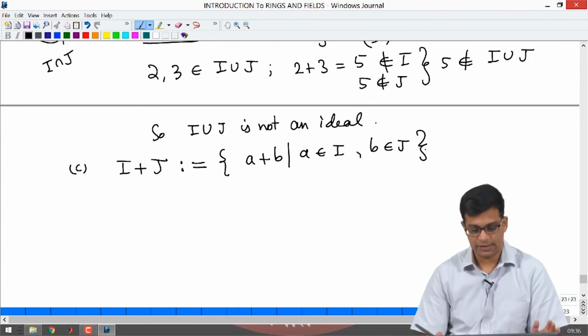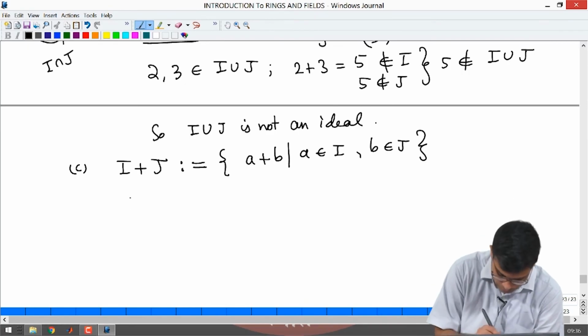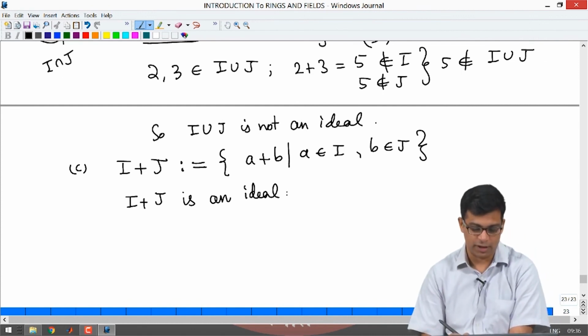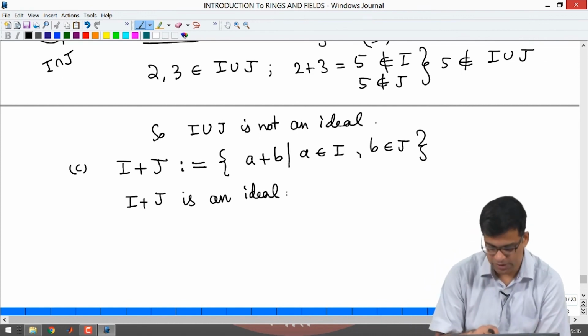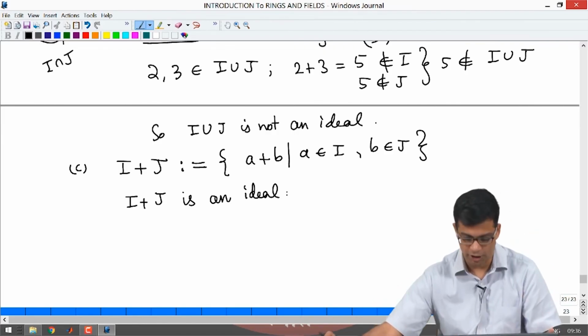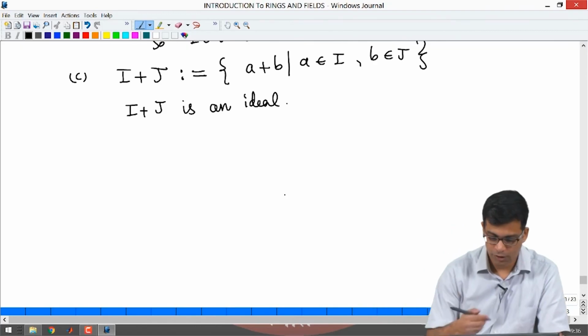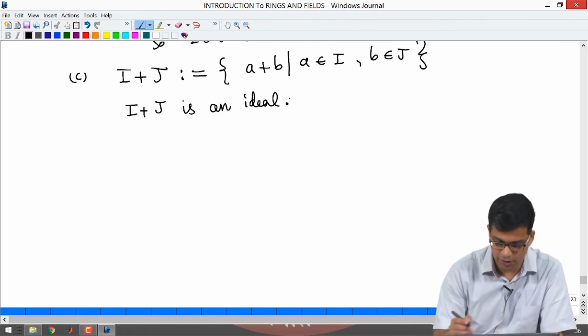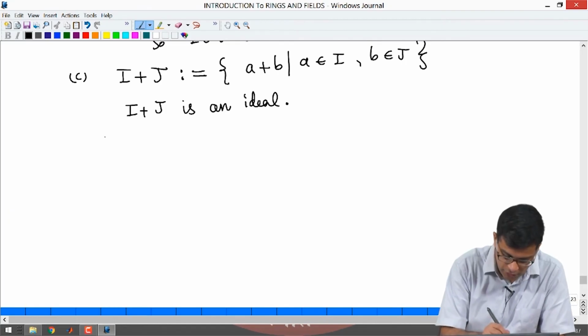Okay. So, this I claim is an ideal. I claim that I plus j is an ideal. So, remember again what is I plus j? I plus j is sum of things, one coming from I and the other coming from j. So, I claim it is an ideal. So, once you have written it this way, it is very easy to check that it is an ideal. So, why?